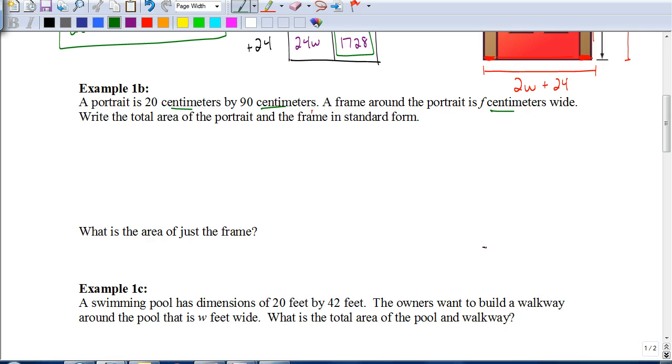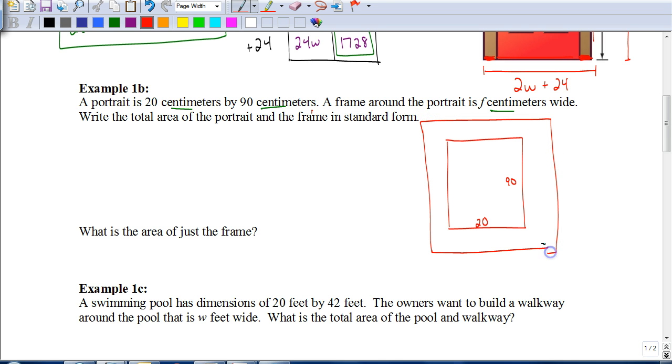So let's just draw a diagram here of what we have. So we're going to have a picture. That's 20 by 90 centimeters wide. I'm going to put a frame around that picture. Oops, not the best part there. Let's see if I can get that better. There we go. Okay, so the frame is going to be W inches wide. So that means on all four sides, it's going to be the same width.